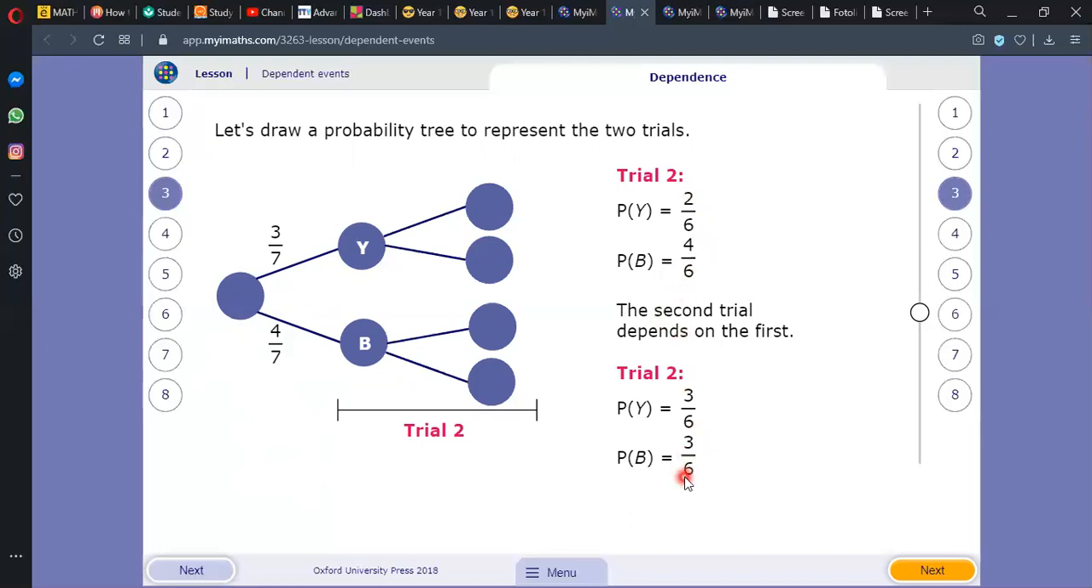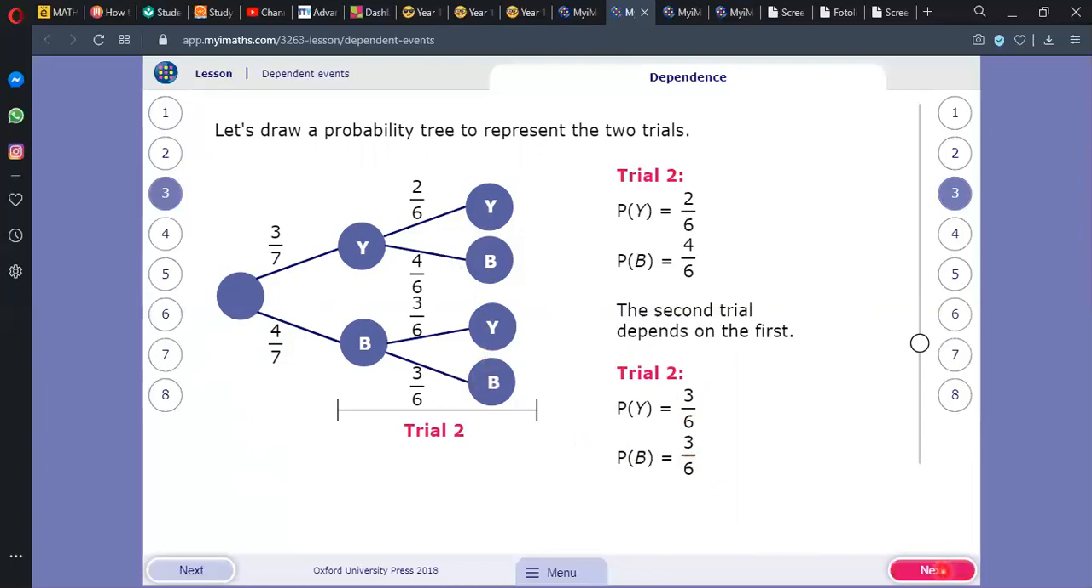So therefore, this is what we have. For trial 1, when it was yellow that was picked at first, the probabilities of picking yellow and blue again, because we did not replace that first yellow that was picked, are 2 over 6 and 4 over 6. And for the second branch, which is for B, right here, meaning that it is B that we picked first and we didn't replace, the probabilities of Y and B are 3 over 6 and 3 over 6 respectively. So put that into the probability tree as you have seen it in that diagram.